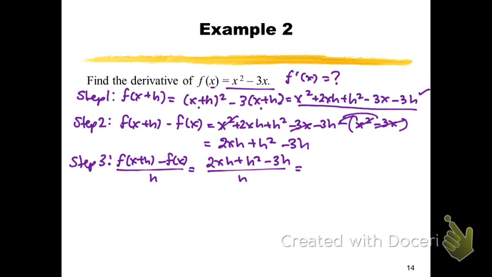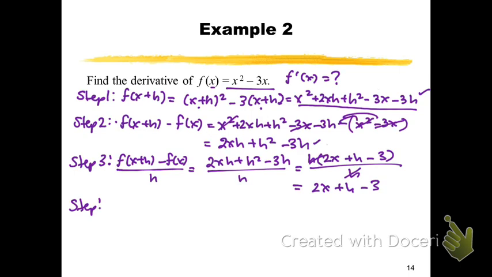So we stopped at step 2. We do some algebra. Step 3, we now take what we got from step 2 and divide it by h. When I divide this by h, I notice that there's an h in common. So I can take out that h and I have h times 2x plus h minus 3, all over h, and I'm left with this expression here, 2x plus h minus 3.